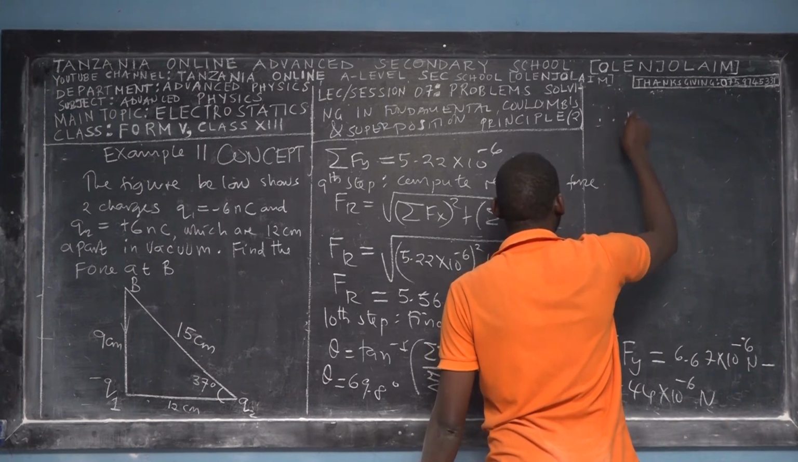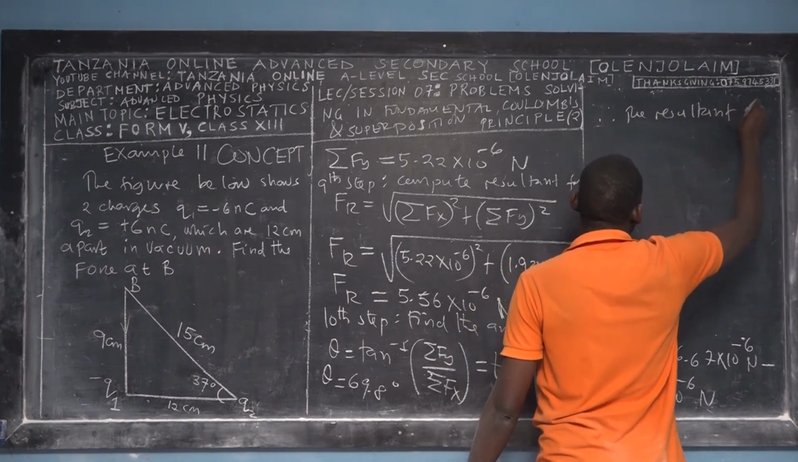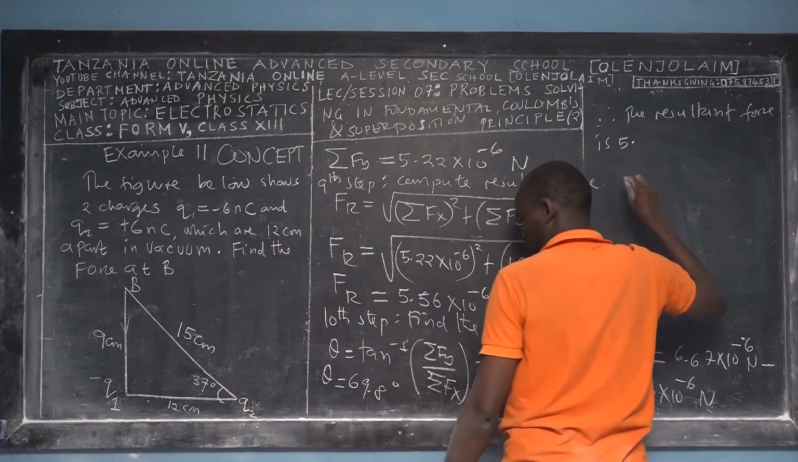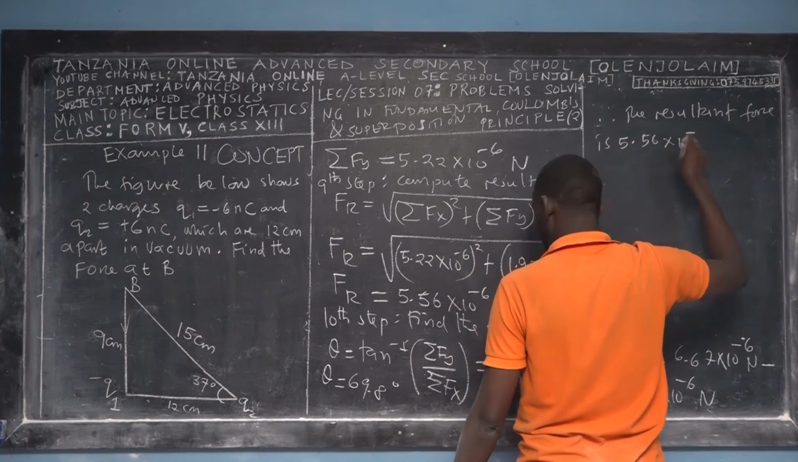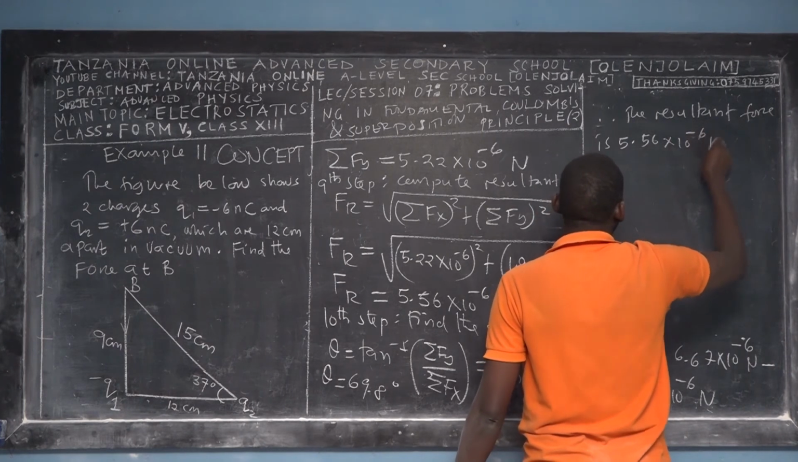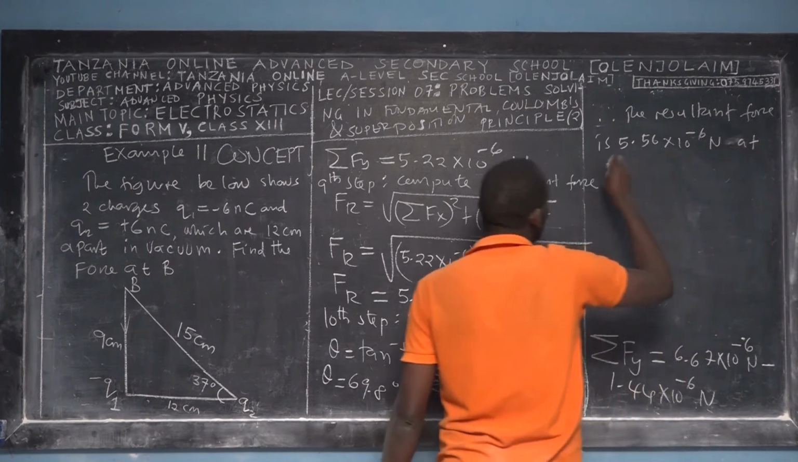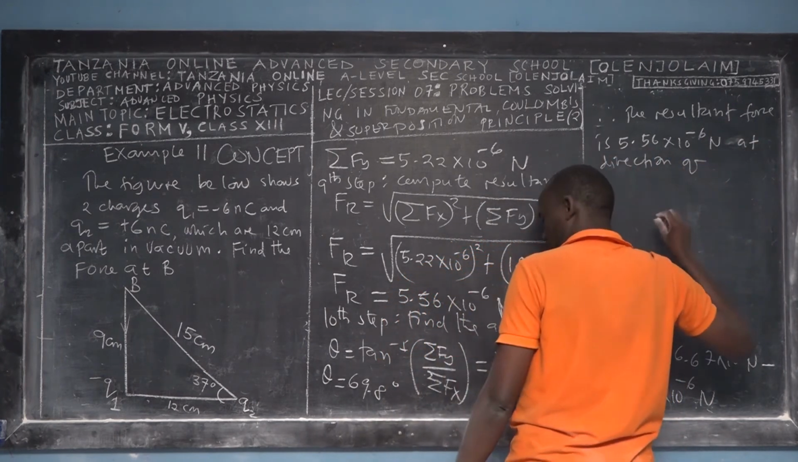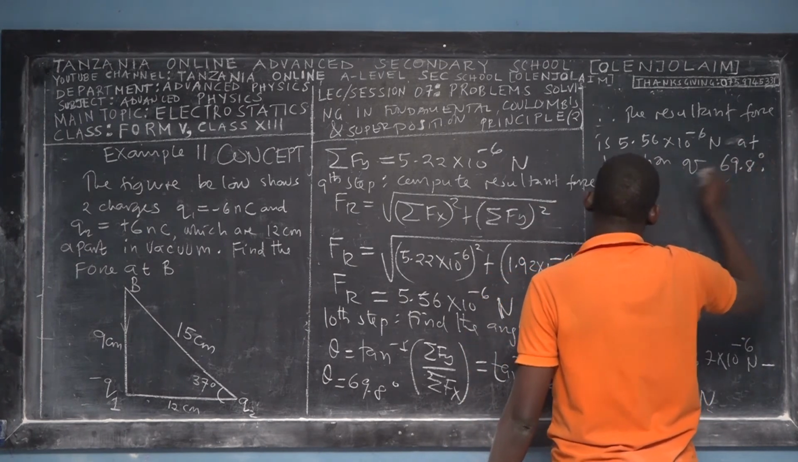So therefore, the resultant force is what? 5.56 × 10^-6 Newton, at the direction of 69.8 or 70 degrees.